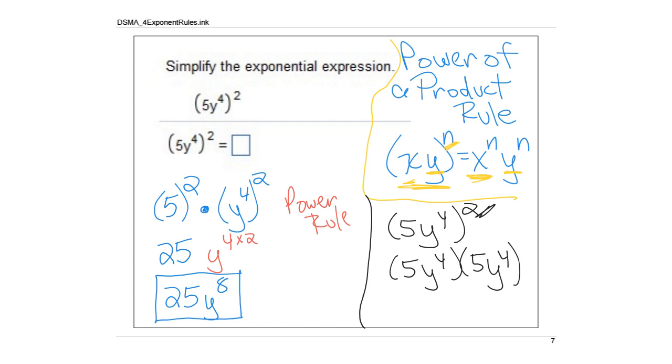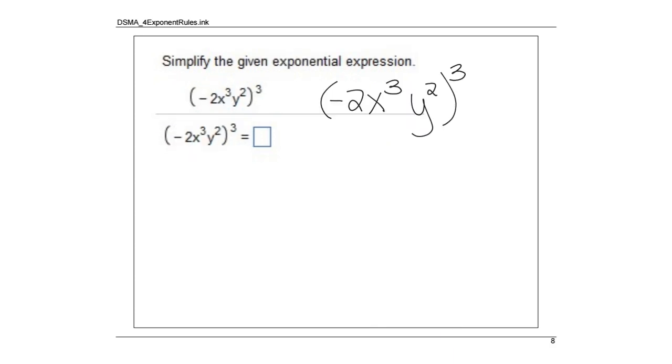So 5 times 5 gives us 25 because everything's multiplication. Remember, if you see parentheses with no addition or subtraction, it means multiplication. So 5 times 5 gives us 25. Y to the 4th times y to the 4th, we would need to add those exponents. And so we would get 25y to the 8th. So that's what I mean. It's really good to have these rules down, but a lot of times there's different ways that you can attack the problem.